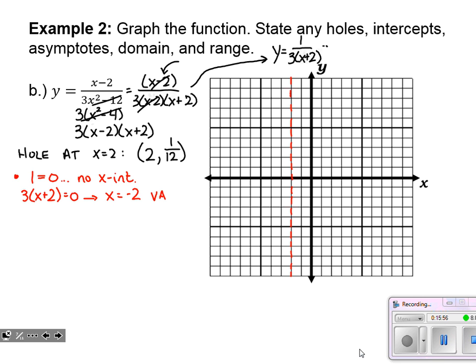And then lastly, when x equals 0, I get 1 over 3 times 0 plus 2. Oh, that's y equals 1/6. So that means that my y-intercept is the point (0, 1/6). Plot that point there. 3 zeros, done.